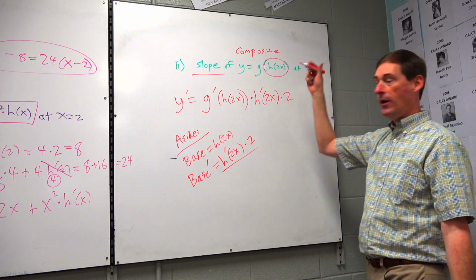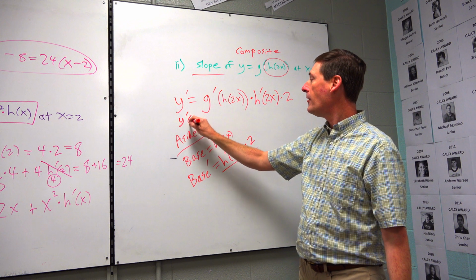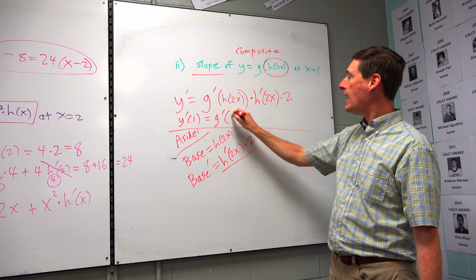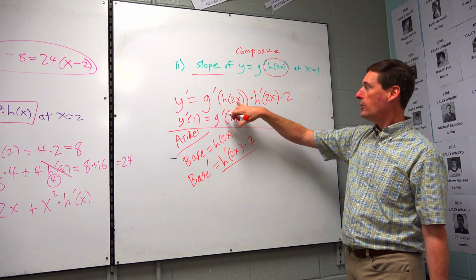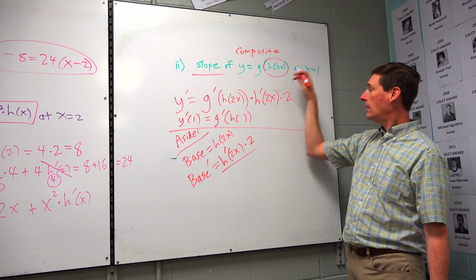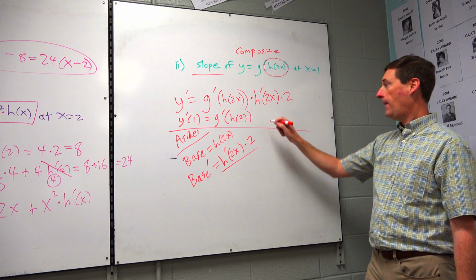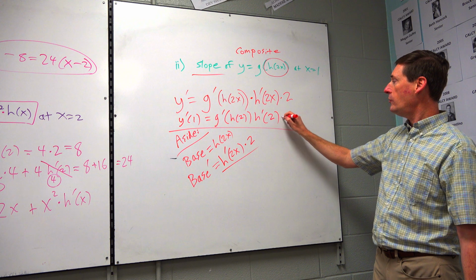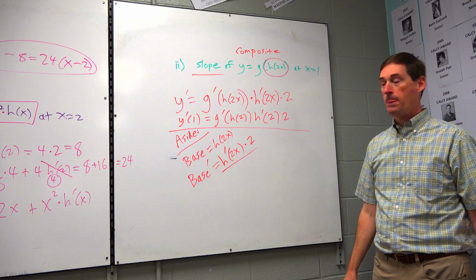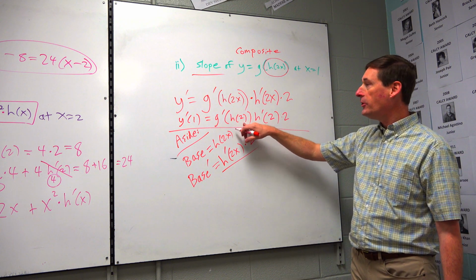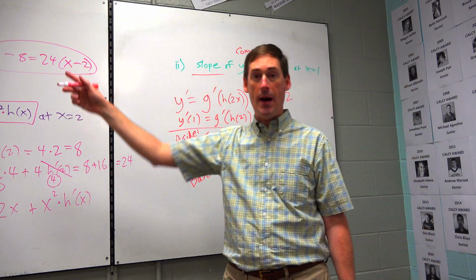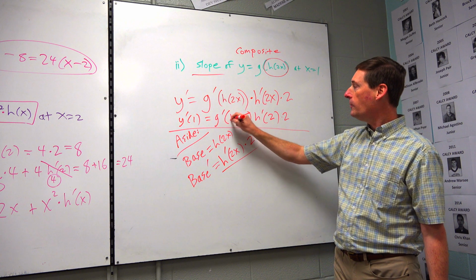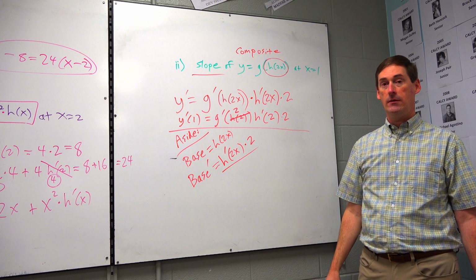Take 1, plug it in for x. So y prime of 1, let's call it, all right, equals g prime of h of 2 times 1 is 2. h prime of 2 times 1 is 2 times 2. What is h of 2? Oh, wait, we had hints in the previous problem. This is still part of the same problem. h of 2 was 2. So I'll put a 2 right there.